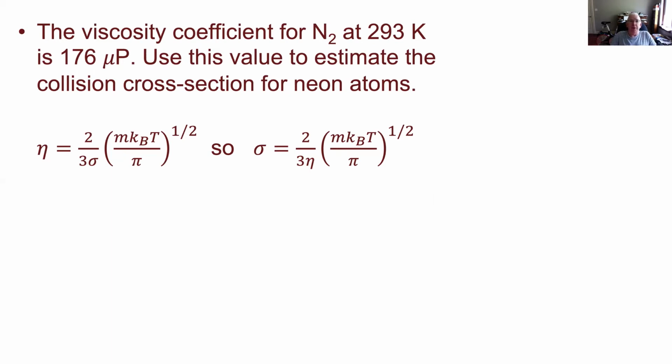From that value, we're going to estimate the collision cross-section for neon atoms, right? That viscosity coefficient is something that could easily be measured experimentally. And if we needed to get a value for that cross-section, this is one route we might take to get there. So on the slide, I've taken the equation for the viscosity coefficient and I've rearranged it to solve for sigma, which is this one, right? And so that tells me what I want to do.